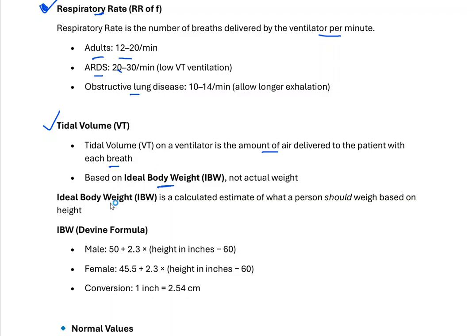So how do we calculate ideal body weight? We estimate ideal body weight based on height, how tall the patient is. If it's a male patient, it's going to be 50 plus 2.3 multiplied by height in inches minus 60, right? And if it's female, instead of using 50, you're going to use 45.5. And it's important to mention that 1 inch equals 2.54 centimeters, right?